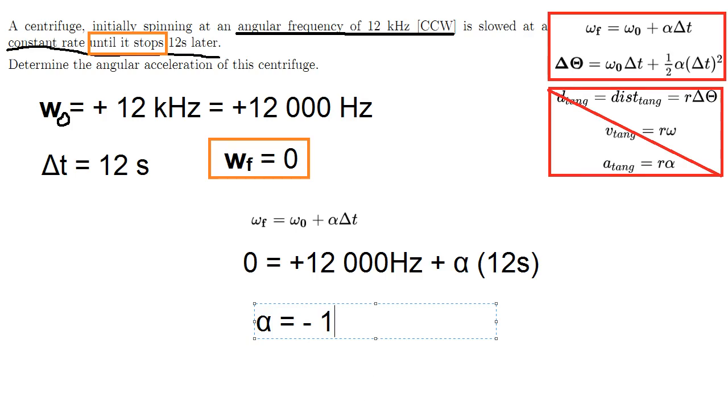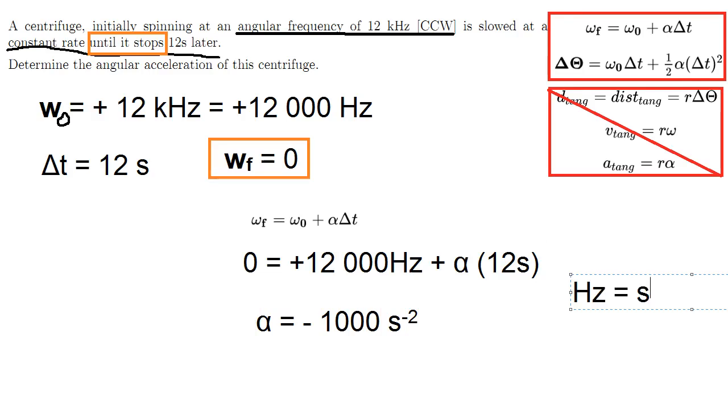and its value is going to be 1,000. And this will come out to seconds to the negative 2, because hertz is just seconds to the negative 1, and we'll be dividing it by another second. All right, so just for clarity, a hertz is just a second to the negative 1. All right, and this will give us the angular acceleration that we're looking for. Again, some people would like to write this as negative 1,000 radians per second squared, but radians do not have any unit associated with them.